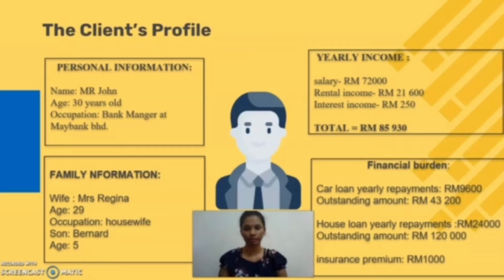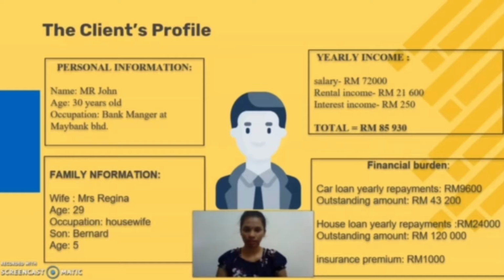Our client name is Mr. John. He is 30 years old and is working as a bank manager at Murugan. He is married and his wife name is Mrs. Regina. She is 29 years old and a housewife. They have a son whose name is Bernard and 5 years old.